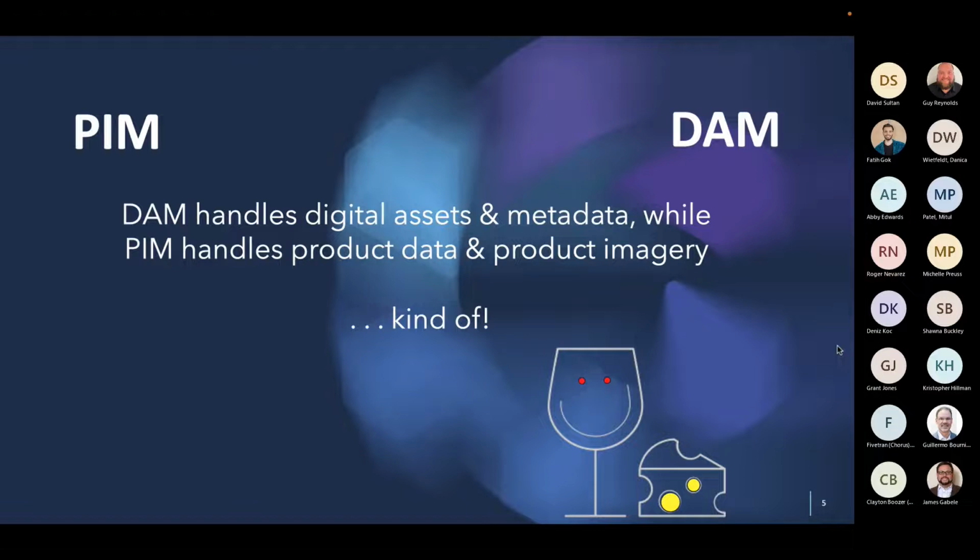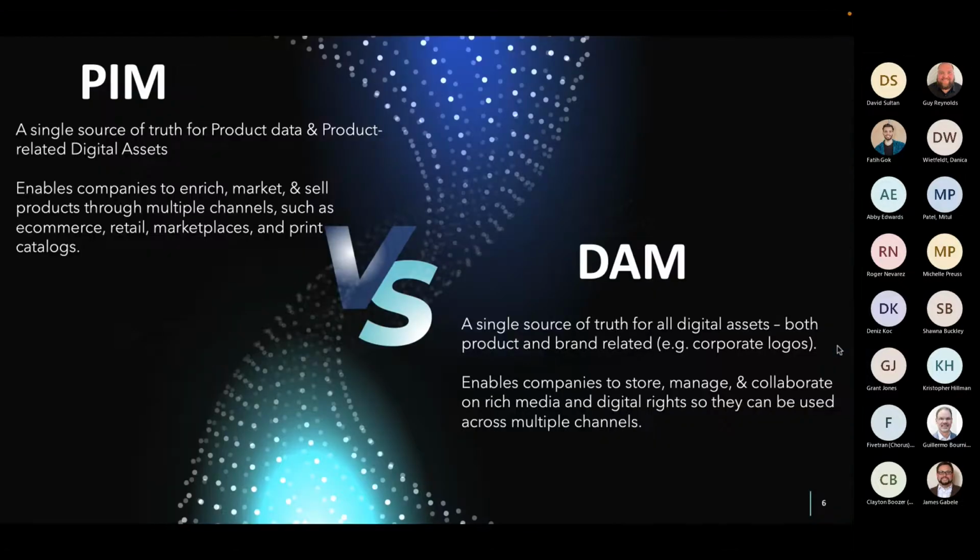So at a high level, if you're sitting in an elevator or talking to somebody on the street and they ask you what you do and you work on PIM or DAM, in one sentence, I would say that DAM really handles your digital assets and metadata, while your PIM handles your product data and product imagery. Kind of. Well, let's start diving in a little bit.